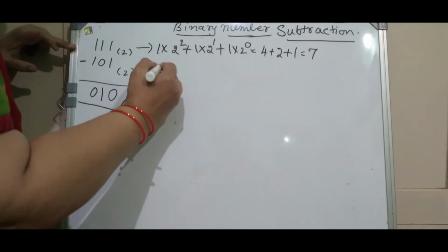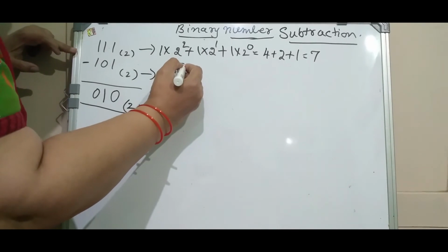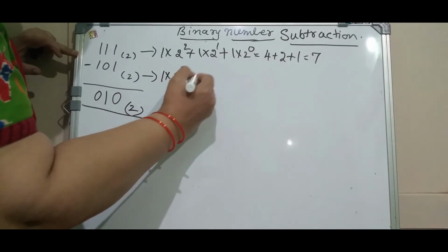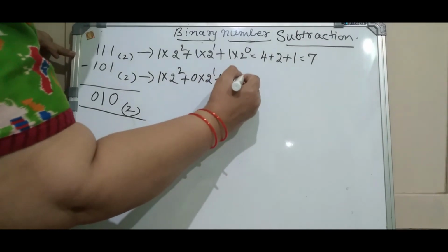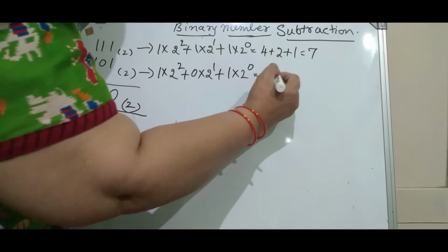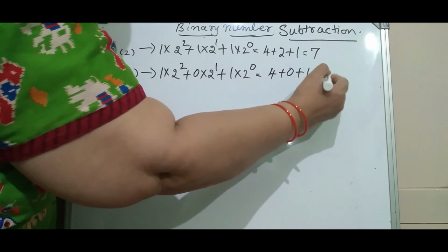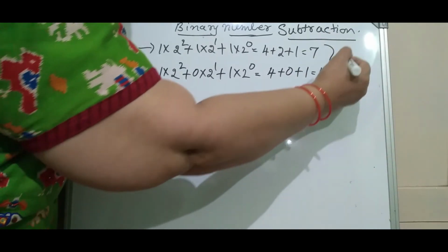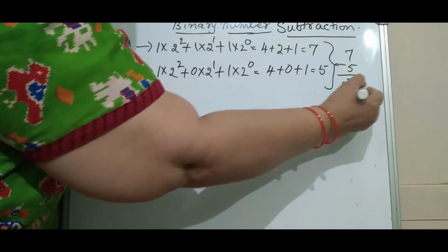And the next one I am converting: 1 into 2 to the power of 2 plus 0 into 2 to the power of 1 plus 1 into 2 to the power of 0. So this will be 4 plus 0 plus 1. So this will be 5. When I subtract these two numbers, 7 minus 5 will be nothing but 2.